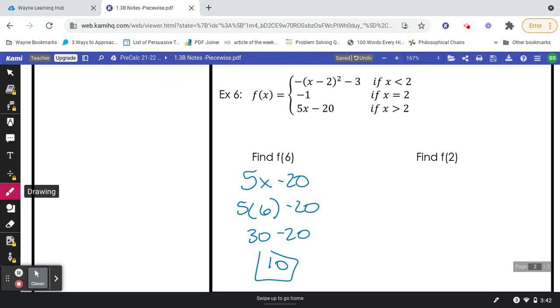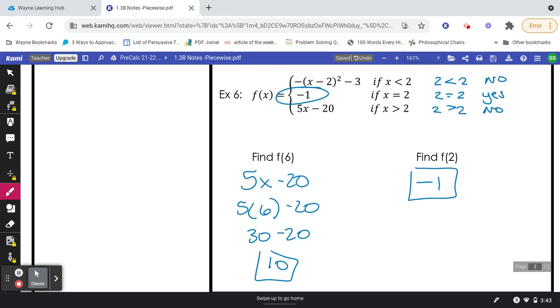So, this one's a little bit tricky. Is 2 less than 2? No, technically they're the same number, so it's not less than 2. Is 2 equal to 2? Yes. Is 2 greater than 2? Again, no, they're equal. So we want to make sure we use this category in the middle here, -1. There's no x, which means there's nowhere for me to plug in this 2. And that just means that -1 is my answer.